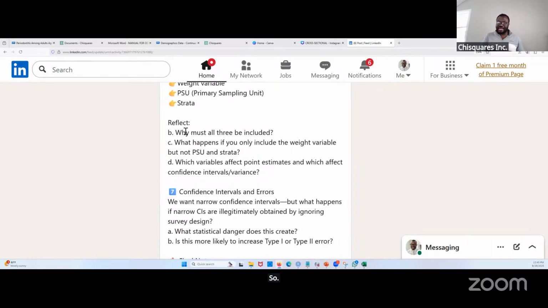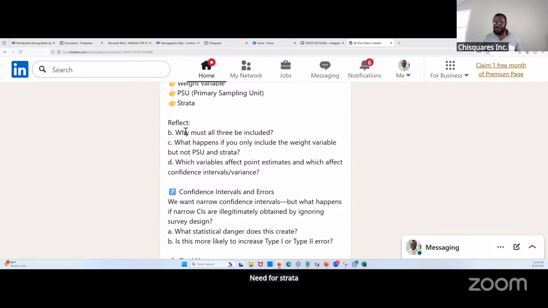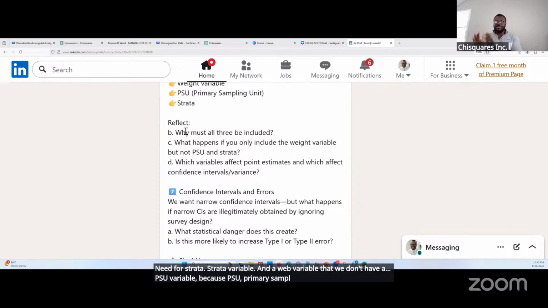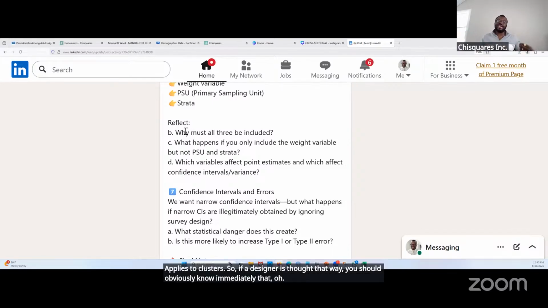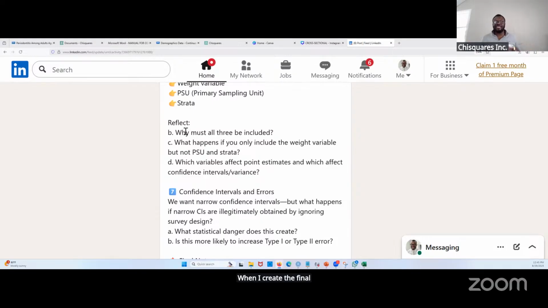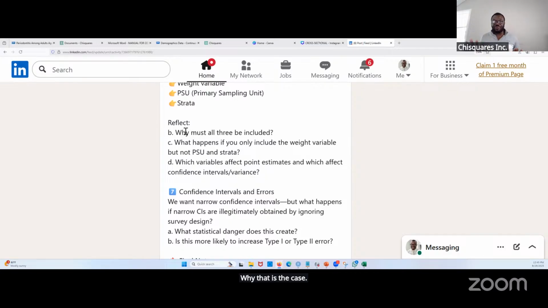As the last person very eloquently said, that represents a scenario where we need a stratum variable and a weight variable, but we don't have a PSU variable, because PSU, primary sampling unit, applies to clusters. If you design your study that way, you should know immediately that when you create the final data set for analysis, this will be here, this will be here, but this will not be there. And I can explain in my documentation why that is the case. I hope we're good. I see there's a hand up.